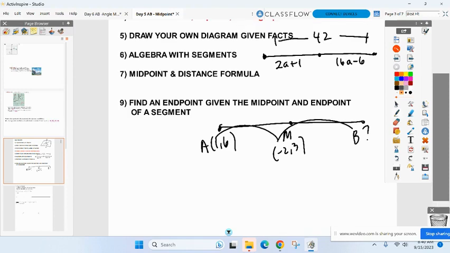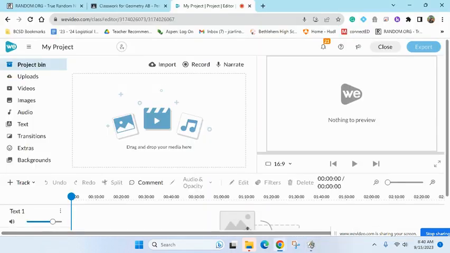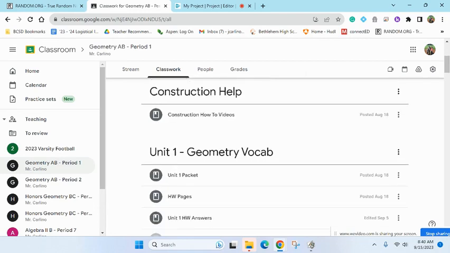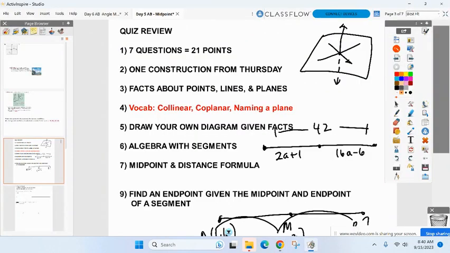All right, so I'm going to throw this up on Classroom, probably 4th period today, my first free period, so you guys can reference that. And just so you know where it's going to be, so there's no excuses, under Unit 1, it's not live yet, but it says Unit 1 quiz review topics. This is where this slide will be.